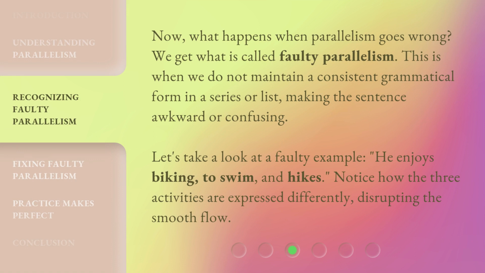Now, what happens when parallelism goes wrong? We get what is called faulty parallelism. This is when we do not maintain a consistent grammatical form in a series or list, making the sentence awkward or confusing. Let's take a look at a faulty example. He enjoys biking, to swim, and hikes. Notice how the three activities are expressed differently, disrupting the smooth flow.